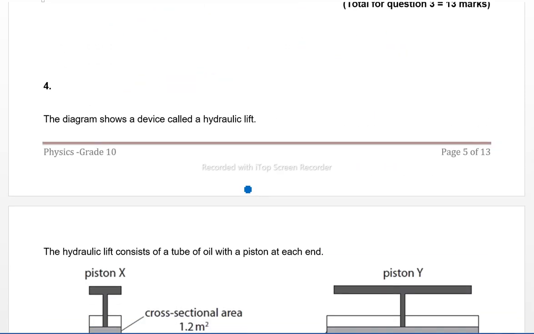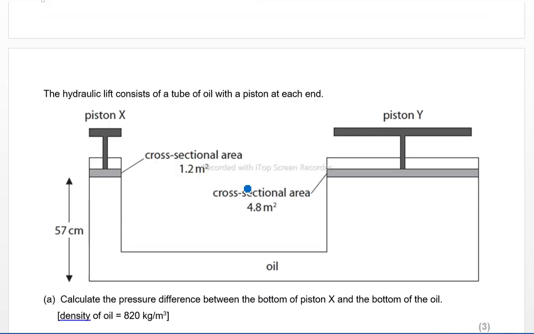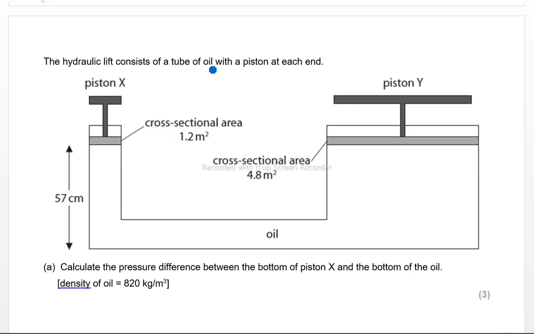The diagram shows a device called a hydraulic lift. So the hydraulic lift consists of a tube of oil with a piston at each end. So you can see a piston X and piston Y. The smaller piston has to be the input piston. The larger piston has to be the output piston. Because what we are doing is using liquid pressure, applying a smaller force as an input, and we are going to get a larger force as output, right? So this has to be the input, and this has to be the output.